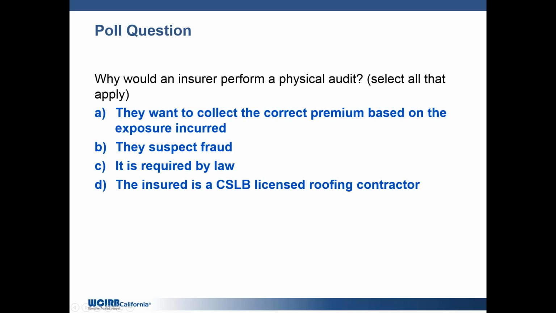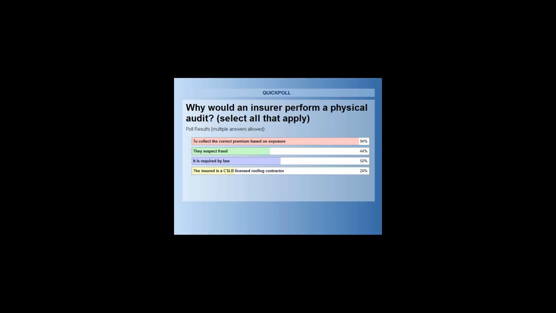So, the first one, of course, is the most important. They want to collect the correct premium based on the exposure incurred. There are times where, based on their review of all of the facts that have come in, maybe the claims that are being filed, the way the premiums are being reported, they may suspect fraud on a particular account, and they may initiate an audit for that reason. If the policy were over $13,000, it's required by law. And also, this is item D, we're going to talk about that a little bit later. But if the policyholder were a licensed roofing contractor, it's required that a physical audit is conducted each year. So let's move on here.